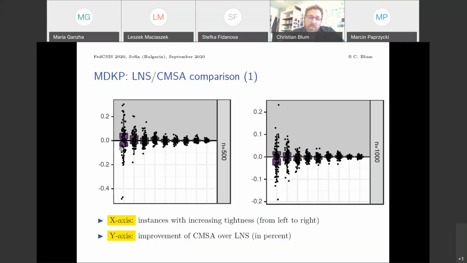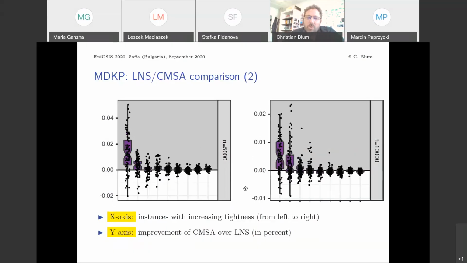Now, what the boxes show is the following. If this box is above the 0 line here, then CMSA is better than LNS. And if this box is below, LNS is better than CMSA. Now you see that for item sizes 500 and 1,000, for example, basically there's no difference between the algorithms. On average, they perform the same, even though for some instances one is a bit better, and for others a bit worse.